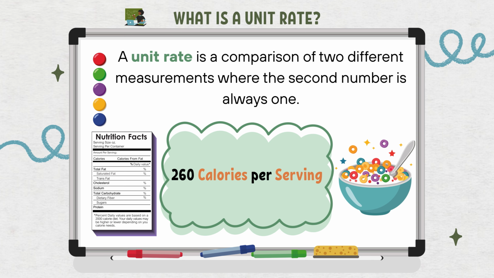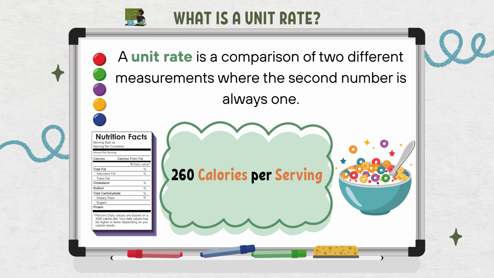260 calories per serving. On the back of a cereal box, you'll often see calories per serving. It's not usually the calories of the whole box, but the calories per 1 serving. So here we have the comparison between calories and serving sizes. So per 1 serving, you'll be eating 260 calories. This is just a prediction, but most cereal, it's full of sugar.